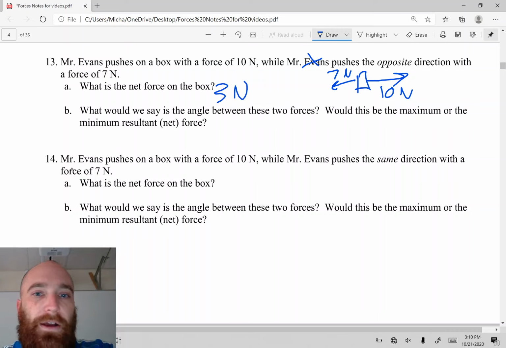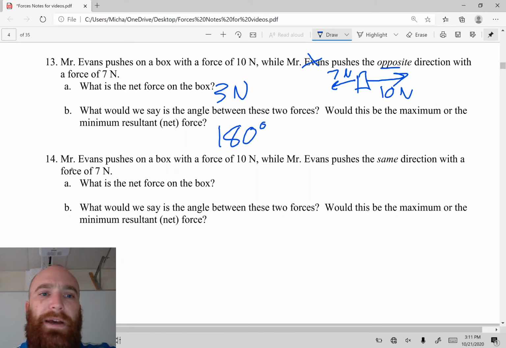What's the angle between these two? Well, they're in opposite directions, and so we would mathematically express this angle as 180 degrees. That's most of why I brought this up. I wanted to hit that idea again. Would this be the maximum or minimum resultant, or net force? The minimum. They're taking away from one another.